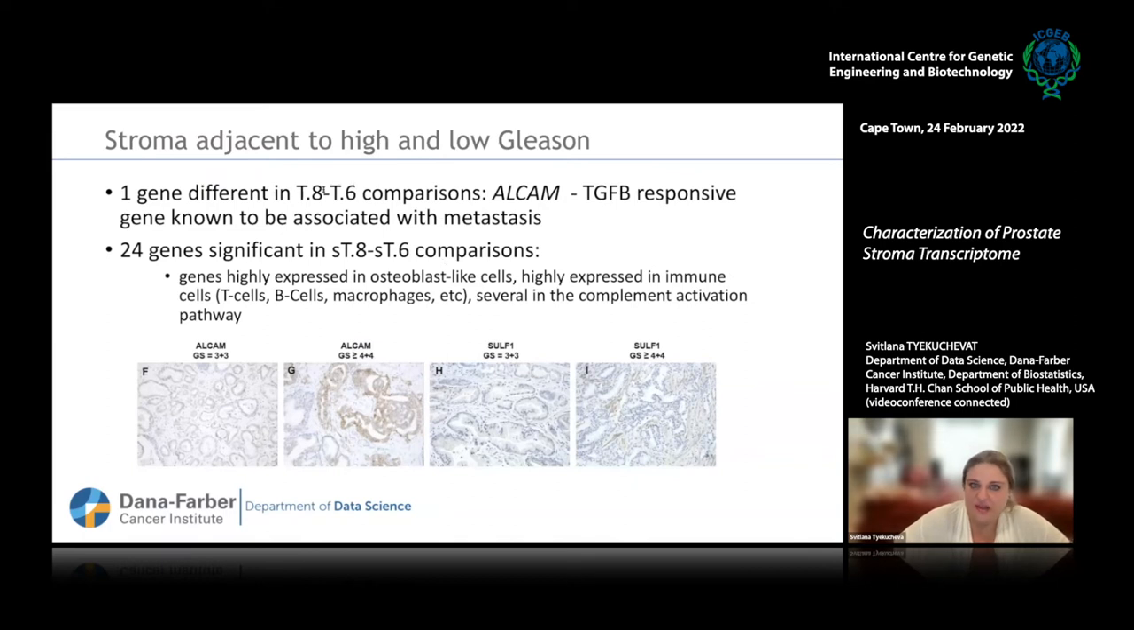When we looked in the epithelium, Gleason pattern 3 epithelium versus Gleason pattern 4 epithelium, we found only one differentially expressed gene. It was the ALCAM gene, a TGF beta responsive gene that is known to be associated with metastasis. But when we looked at the stroma comparisons, the stroma of tumor of high grade minus low grade, we have way more genes that were statistically significant. We actually found 24 genes.